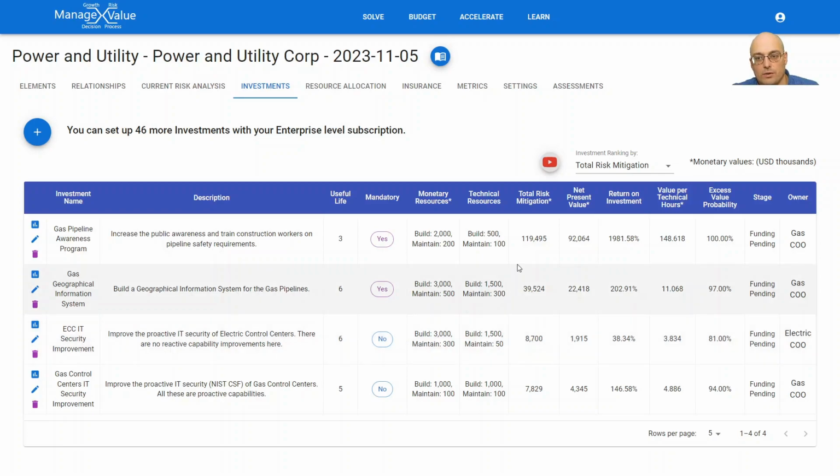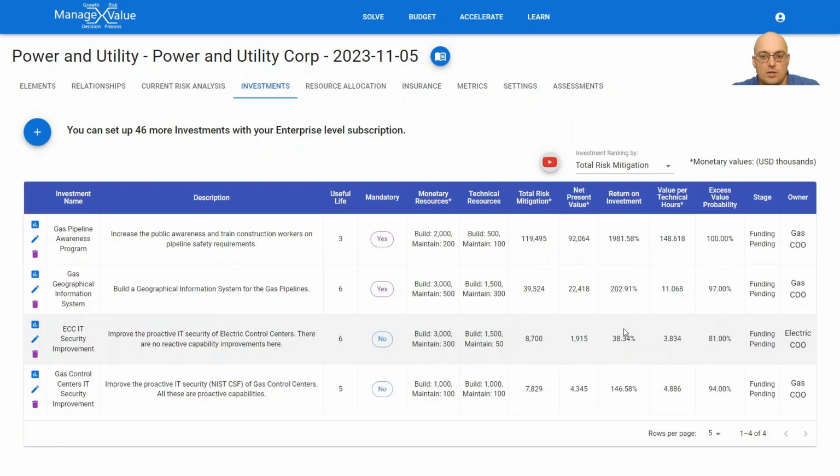And it doesn't really matter whether these values are in monetary terms or any synthetic score. However, as soon as you start focusing on metrics like return on investment, or what I believe is the most valuable or useful metric, the excess value probability measure, and you can check a past video on this topic, then the cost of the investment becomes a very important factor, because you compare the overall risk mitigation to the cost of the investment to get these metrics.